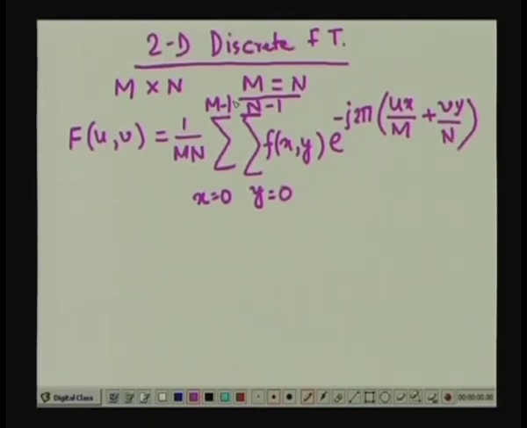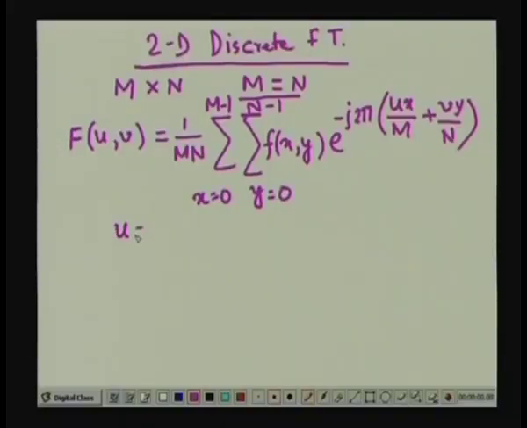And the frequency variables u, because our images are discrete, the frequency variables are also going to be discrete. So, the frequency variable u will vary from 0, 1 up to M minus 1, and the frequency variable v will similarly vary from 0, 1 up to capital N minus 1. So, this is the forward two dimensional discrete Fourier transformation.